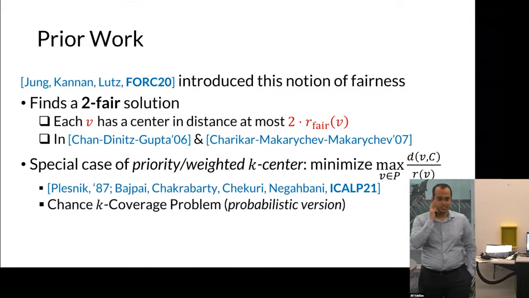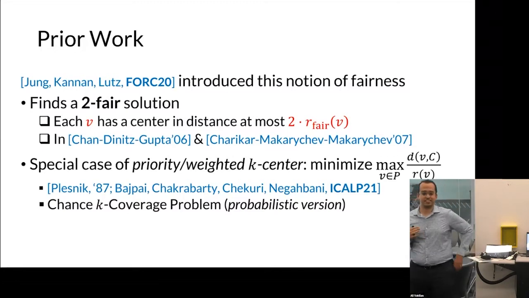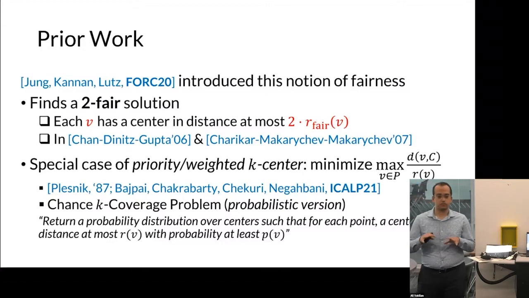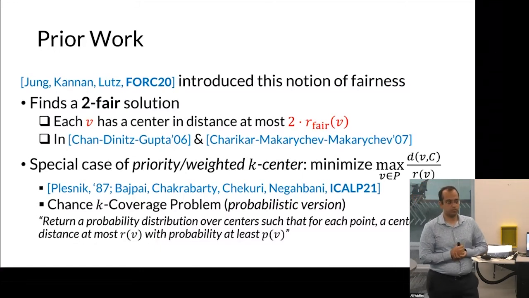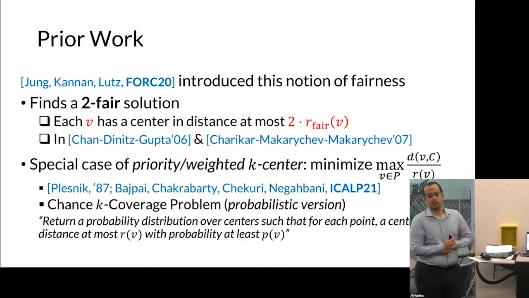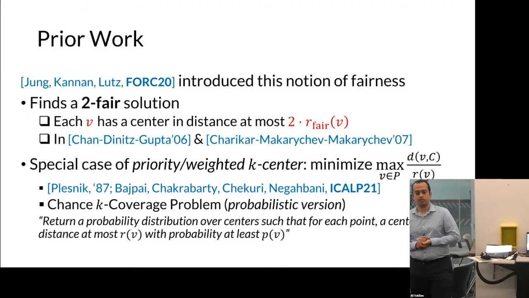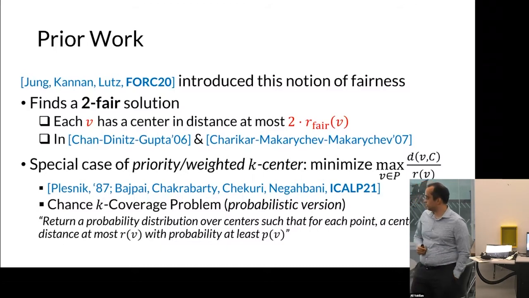Actually, another interesting question that's related, if anyone is interested, is called the chance K-coverage problem. Basically, it's the probabilistic version of the problem. We want to find a probability distribution over the set of centers such that for each point V, with probability P_V, there is a center at distance at most R of V. So, these two problems both have constant factor approximation.